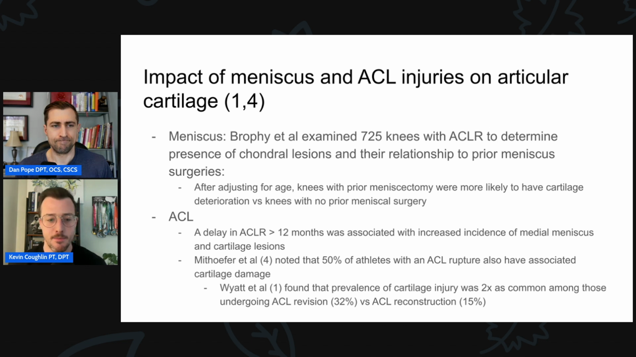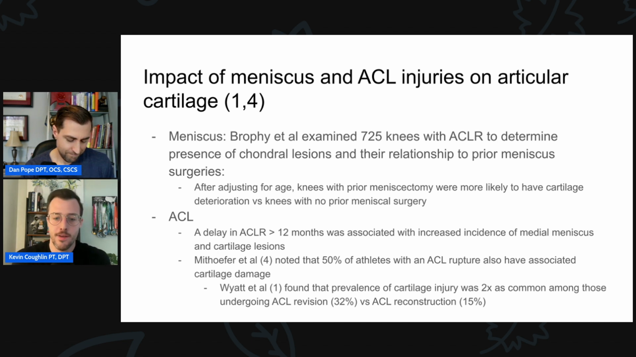And then our guy, Kai Midhofer et al., a great surgeon out of Boston, noted that 50% of athletes with an ACL rupture also had associated cartilage damage. So that's super high, right? I'm not sure I was aware of that. Whether that's somewhere on that grading scale, I'm sure a lot of them could be lower grades, but these injuries often happen together, right? If we're getting bone bruising, a lot of times we must be getting some small amount of cartilage damage. So pretty interesting.